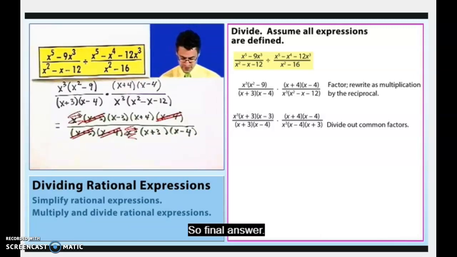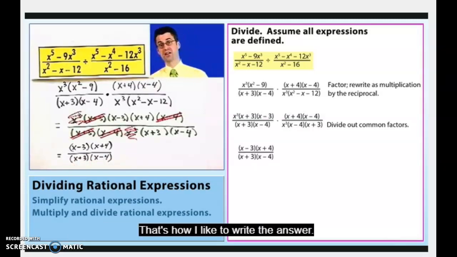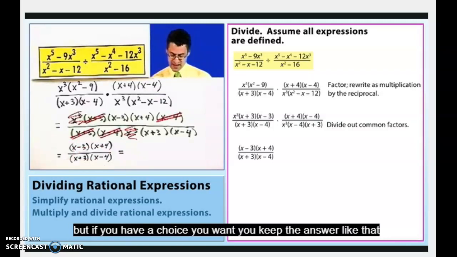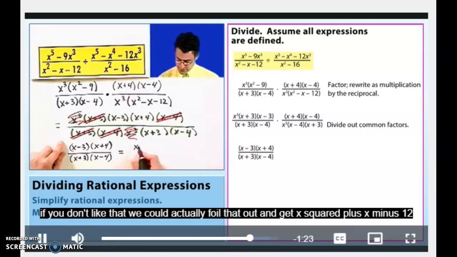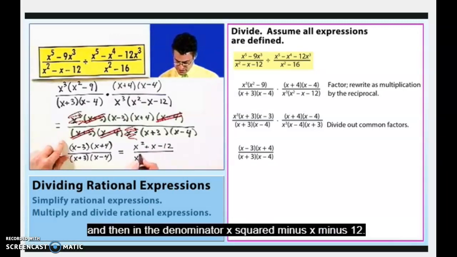So the final answer is x minus 3 times x plus 4, all divided by x plus 3 times x minus 4. That's how I like to write the answer. Now, if someone forces us to FOIL all that out, we can. But if you have a choice, you want to keep the answer like that, always keeping things in factored form. It's much better. If you don't like that, we can FOIL it all out and get x squared plus x minus 12, and then in the denominator, x squared minus x minus 12.